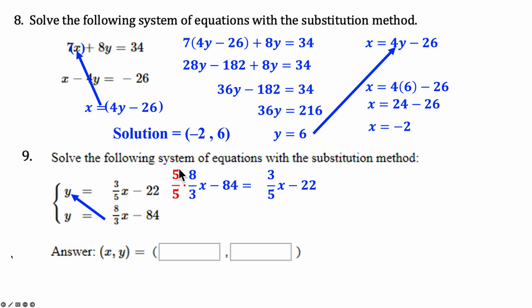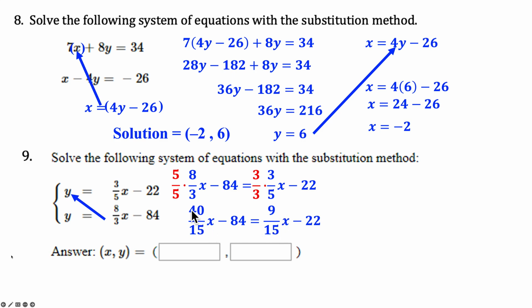So I multiply the 8 times 5, that will make it 40 over 15x. Over here, to get 15 in the denominator, I multiply top and bottom by 3. That gets me 9 over 15. Now I can clearly see this is the smaller x term.